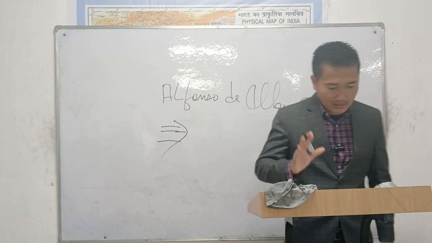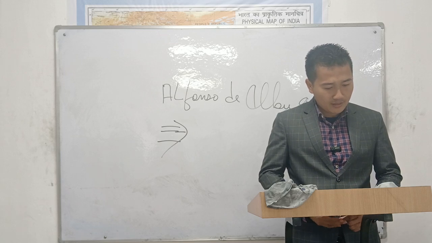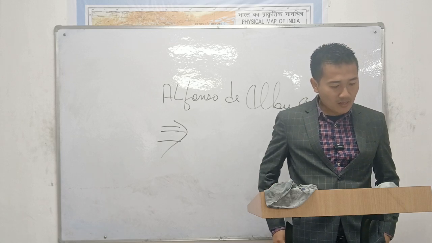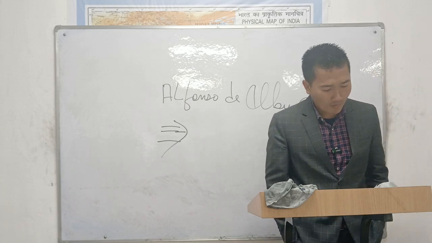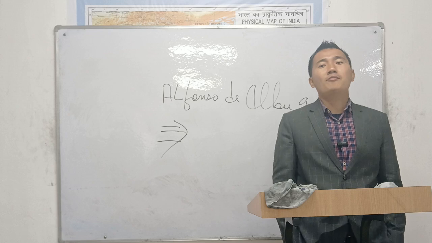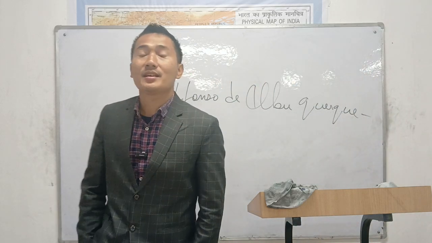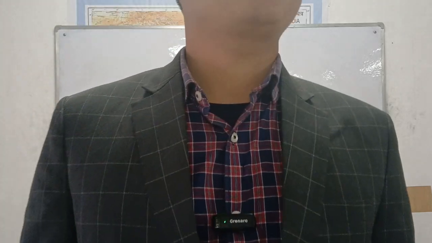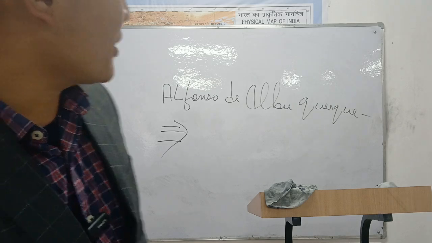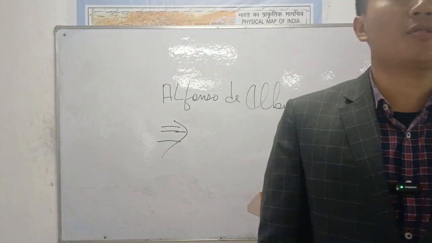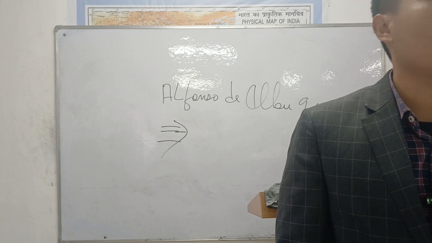Please write down the important things that this person introduced. He was the real founder of the Portuguese rule in India. Too important. And the most important thing he did is he abolished the sati system. Sati system, too important. Alfonso de Albuquerque is the real founder of the Portuguese rule in India, and he abolished the sati system.